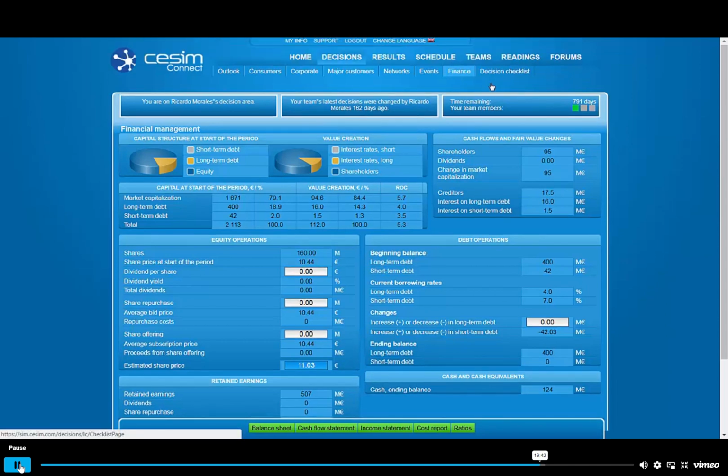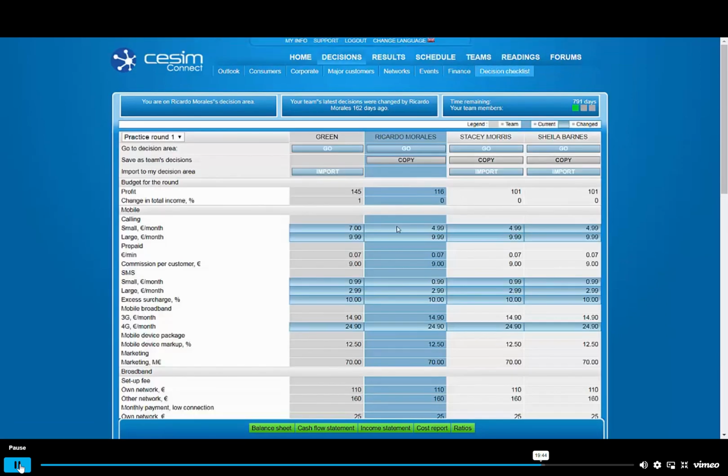Finally, we come to the decision checklist, and on the decision checklist you can see all the different team members' decisions side by side. So in this demo game we have Ricardo, Stacy and Sheila, and all these members in the team can make their decisions individually. So whether you have a three-member team or five-member team, everybody can make their own decisions. And then before the deadline, you need to communicate and decide which decisions you want to submit as a team.